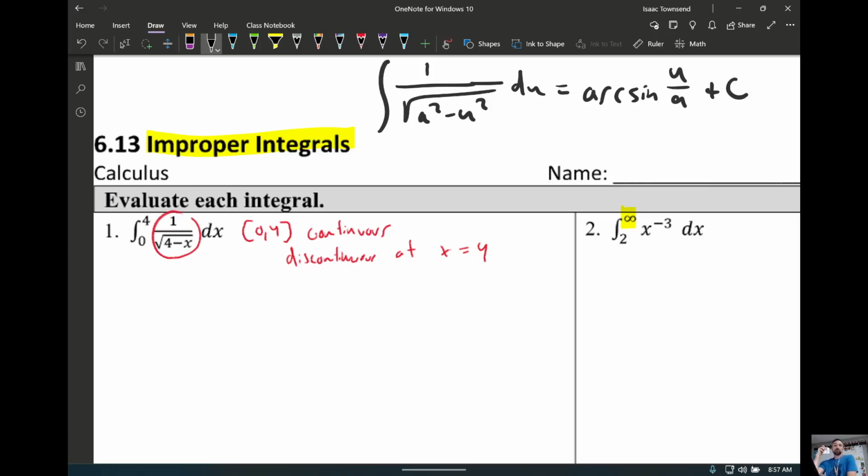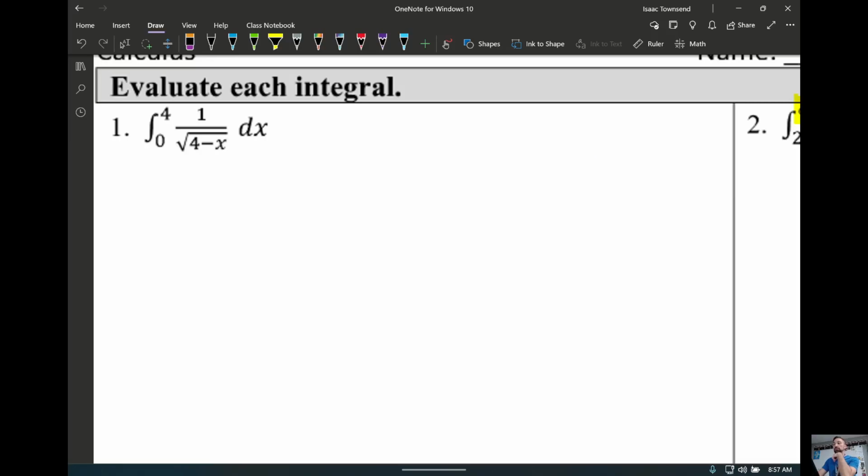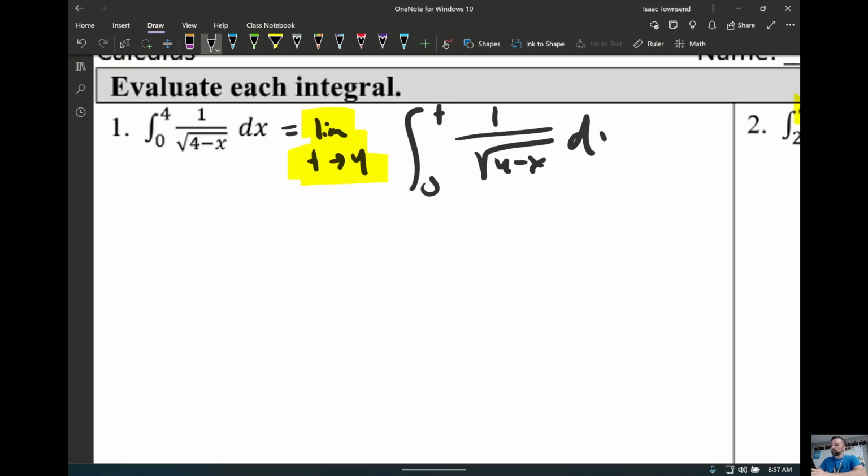Okay, but I'd like to just, as a group, discuss the first couple questions. That way I get some input from you guys about where you're hesitating, what you're worried about, what you're not worried about. Okay, so the fact that this one is discontinuous at x equals 4 means we should not try to evaluate it at 4. So what we will need to do is set it up as a limit as t approaches 4 and change this to 0 to t. And then just leave everything else alone.